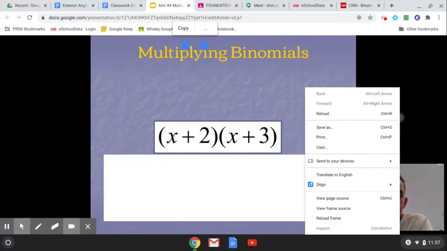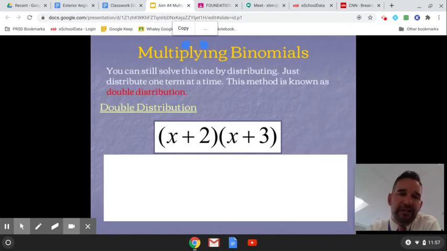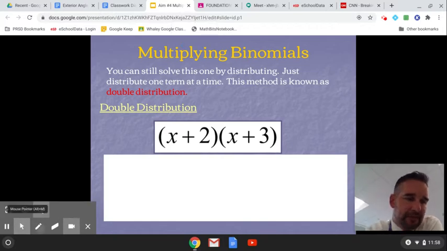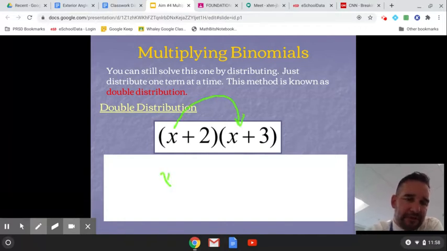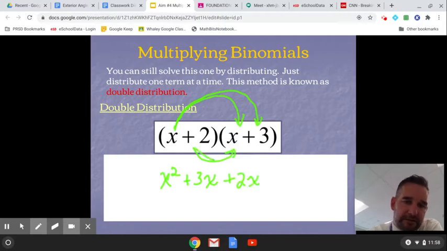Well, if we take what we just did with numbers and apply it here, it really shouldn't be that big of a deal. Let's distribute one piece at a time. So let's start with our x. X times x. Well, for those that don't remember, x times x would give me x squared. X times 3, 3x. Then I'm going to take my positive 2, 2 times x, 2x, 2 times 3, 6.